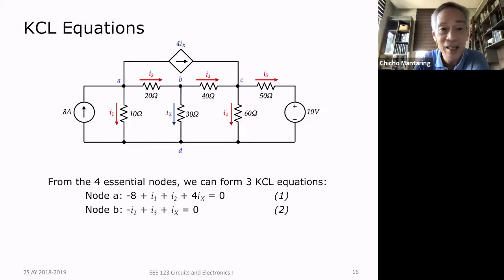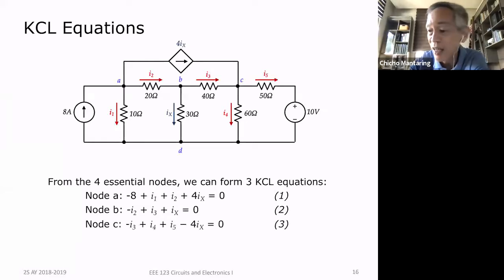For node B, I2 is entering, so negative I2, plus I3 leaving, plus IX leaving, that's equal to 0. And finally, for node C, I3 is entering, I5 is leaving, I4 is leaving, 4IX is entering. That's equal to 0.